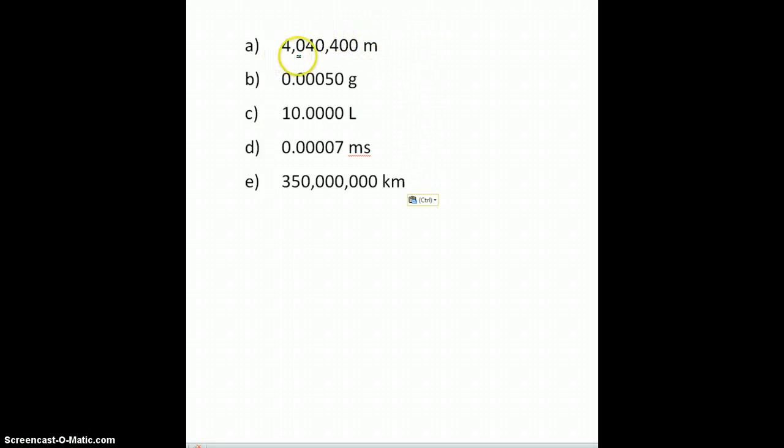For instance, in this value right here, we know that the 4s are non-zeros and they must be significant. And we know that zeros between non-zeros or other significant digits must be significant. But then we learned that these zeros to the right of the last non-zero that are in the decimal place are not significant. So this number would have 1, 2, 3, 4, 5 significant digits in it.